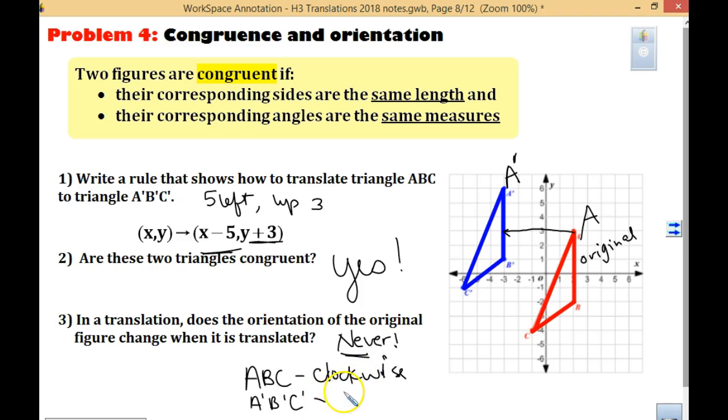The only time our orientation is going to change is when you do one reflection. If you do 2 reflections, it changes back, correct? Well, odd numbers of reflections, correct.